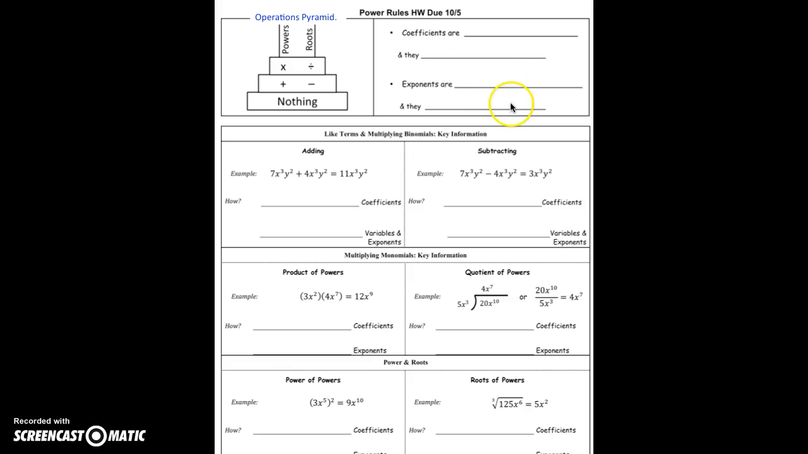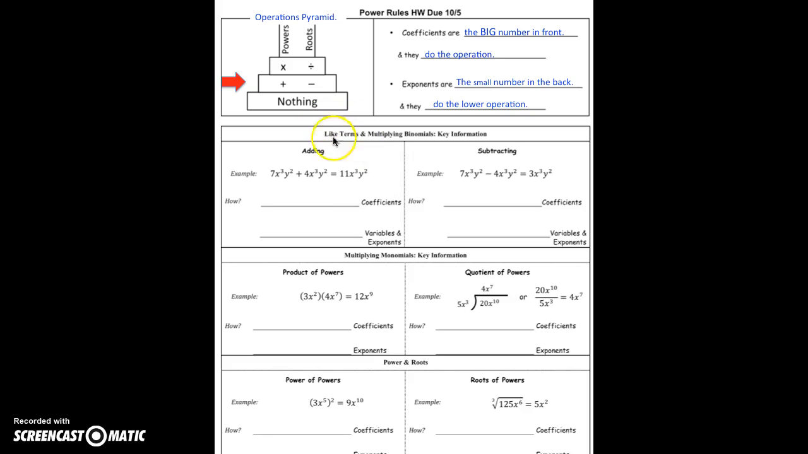Well, it turns out that coefficients, which are the big number in front of the variable, they do the operation that you're told to do. Whereas exponents, which are the small number in the back, they do the lower operation. So we're going to look at a couple of examples so you know how to use this. If we're starting with addition over here, we have this example, and the operation is addition. So what happens to our coefficients? If we're adding, our coefficients will add. So you look at the two coefficients here, 7 and 4, they add together to give us 11.